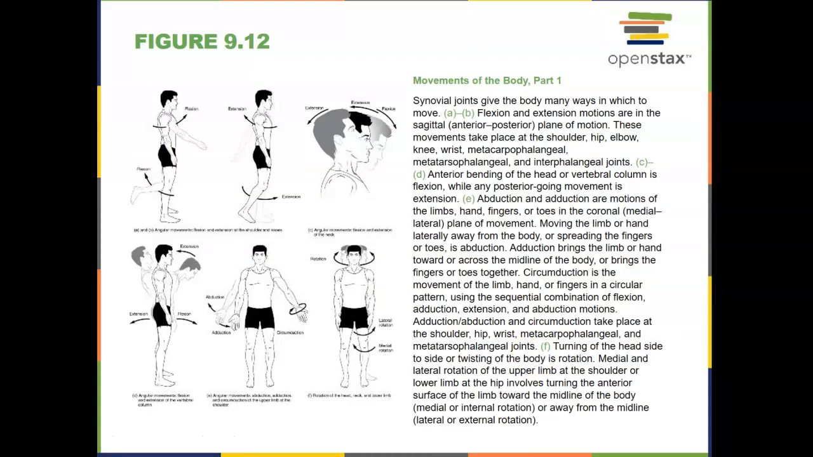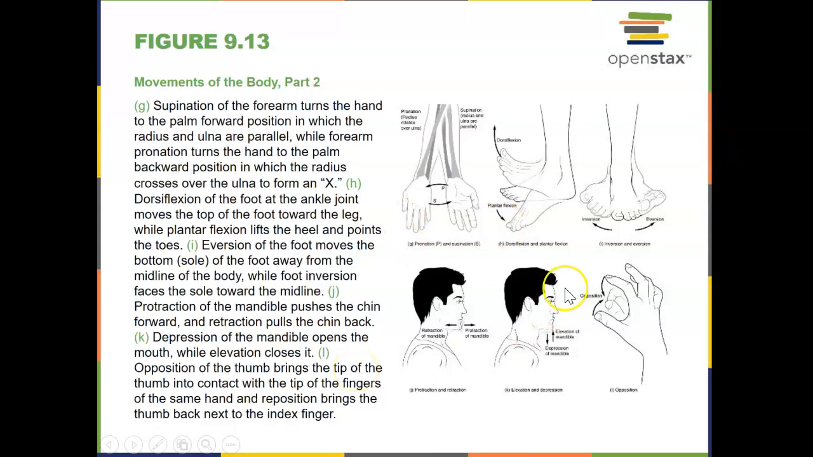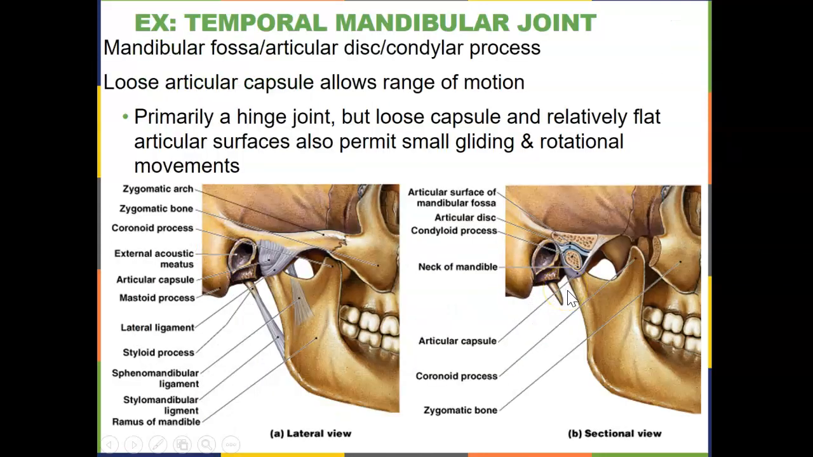Here's an example of movements of the body associated with figures in your book. Sometimes this is a little bit easier to follow. This figure shows extension, flexion, and so forth, rotational movement, and more movements of the body. Now, I did promise you the temporomandibular joint.